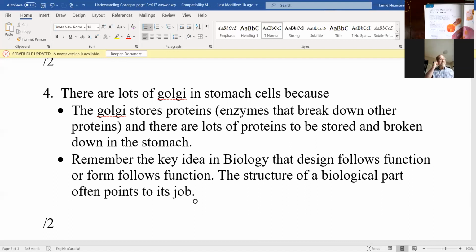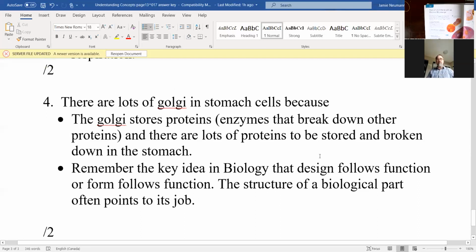So the cells in the digestive system would probably have more Golgi apparatuses in them than the ones that are, let's say, in the skeletal system, where we don't want materials to be broken down. We want bone tissue and osteocytes to be built up. Okay, so that's that. Only 4 questions on that one.